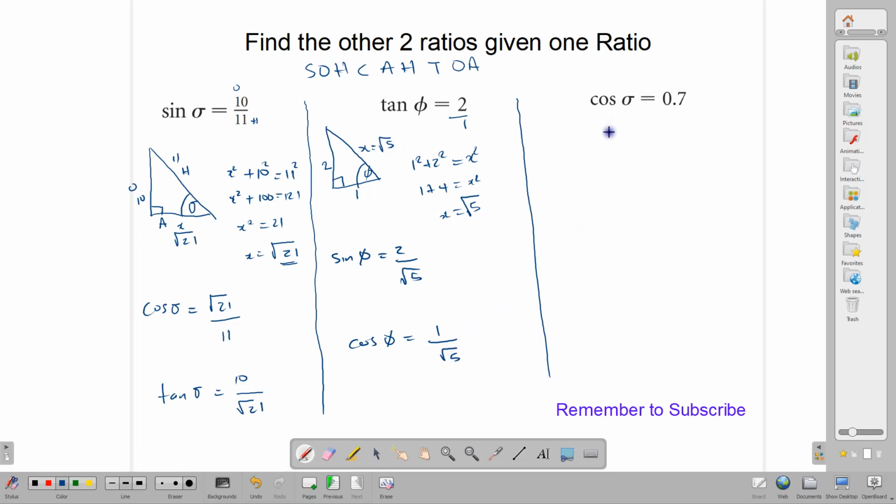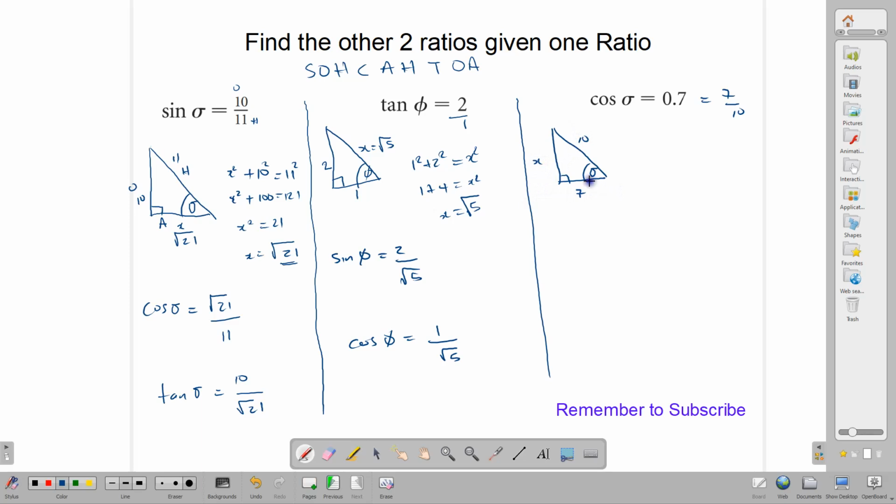Here we have another situation where the cosine of an angle is equal to 0.7. So first we're going to just change this 0.7 to a fraction. This is the same thing as 7 over 10. And so putting that on a triangle, remember cosine is adjacent divided by hypotenuse, which means that the adjacent is here. So this is 7, and this is 10. And so now we need to find this side.